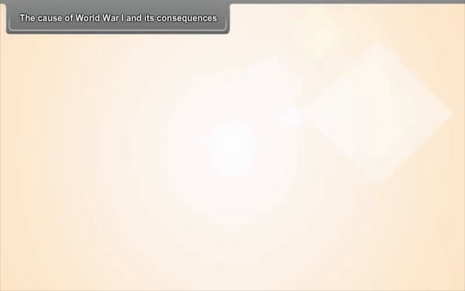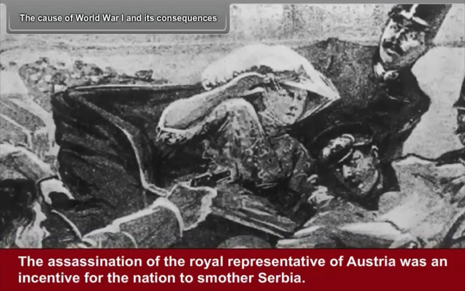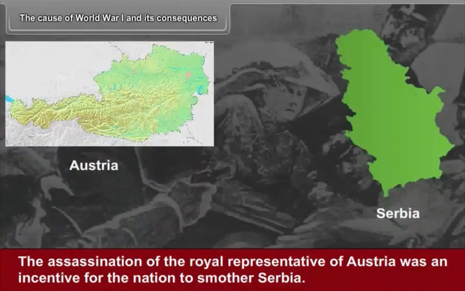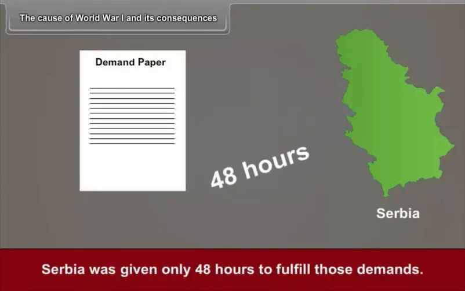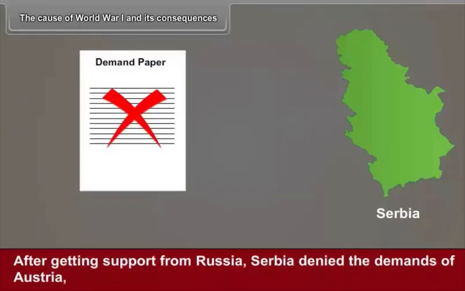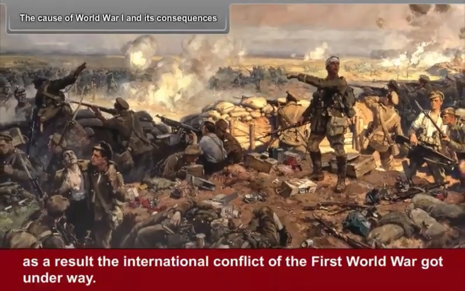The cause of World War I and its consequences. The assassination of the royal representative of Austria was an incentive for the nation to smother Serbia. Austria imposed unacceptable demands on Serbia. Serbia was given only 48 hours to fulfill those demands. At the time, Russia supported and gave military help to Serbia. After getting support from Russia, Serbia denied the demands of Austria. As a result, the international conflict of the First World War got underway.